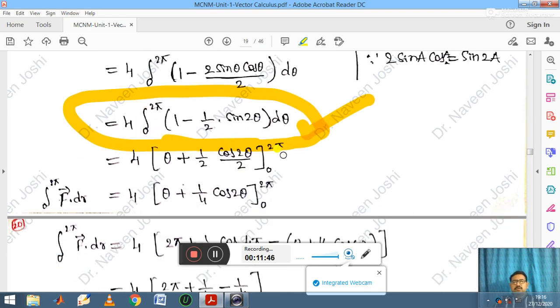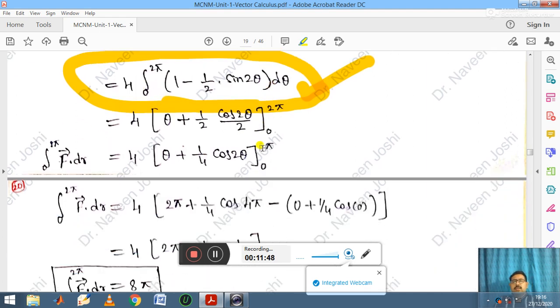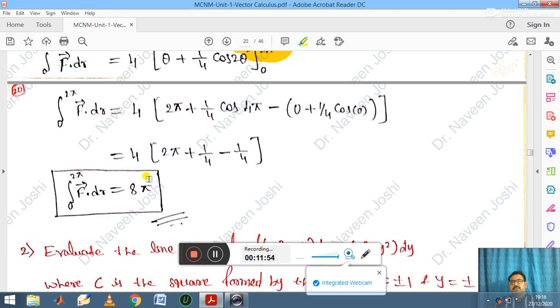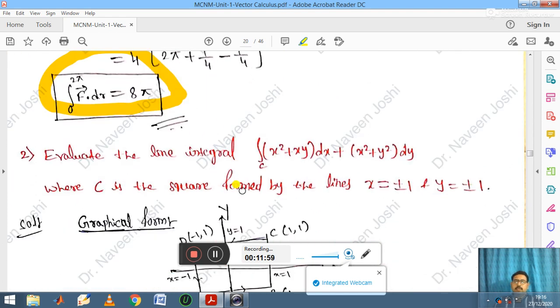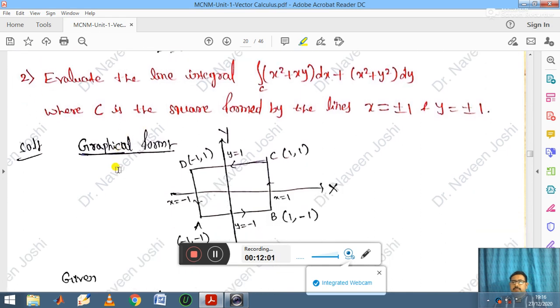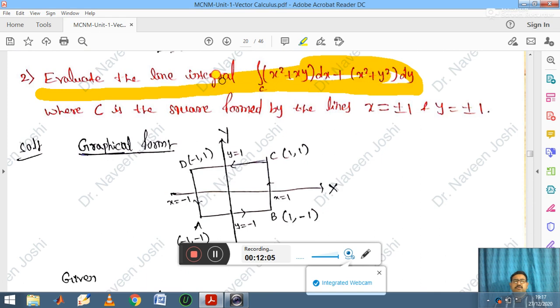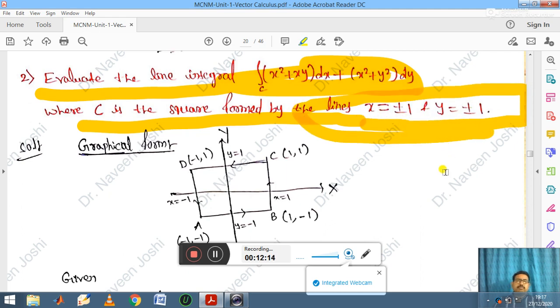So therefore integrate with respect to theta and use the upper limit 2 pi and the lower limit 0. Okay, then if you simplify, your line integral value is 8 pi. Okay, so go to the next problem, the second one. Evaluate the line integral. So this is the given function, where c is the square formed by the lines x equals plus or minus 1 and y equals plus or minus 1.